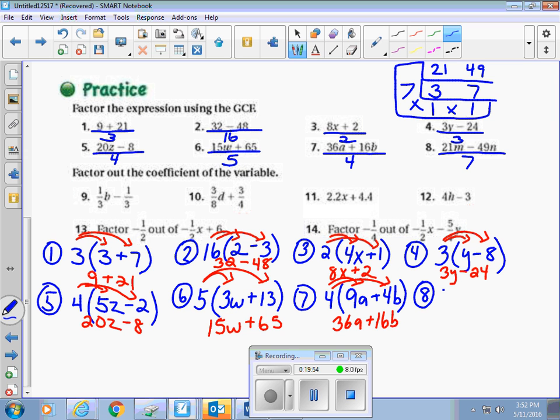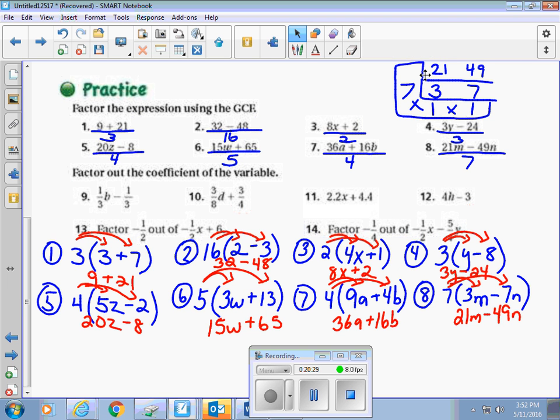Therefore, in number 8, 7 is your first factor. 21m divided by 7 would give me a 3m. And negative 49n divided by 7 would give me a negative 7n. Distribute to check. 7 times 3m is 21m. And 7 times a negative 7n would be a negative 49n. Go back up here and check, and they match, so we're good.